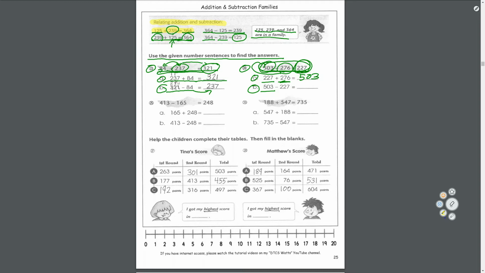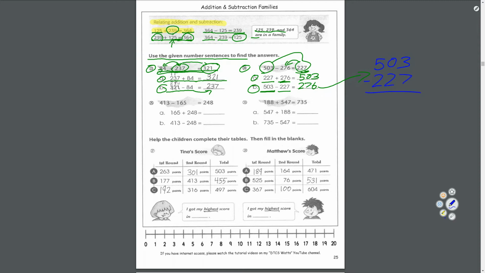Yeah, let's erase it so we can see a little bit more clearly. 503 take away 227, we know it's going to equal 276. Now, just to be sure, and I know it's right, but I'm going to show you anyway. Let's double check. 503 take away 227.